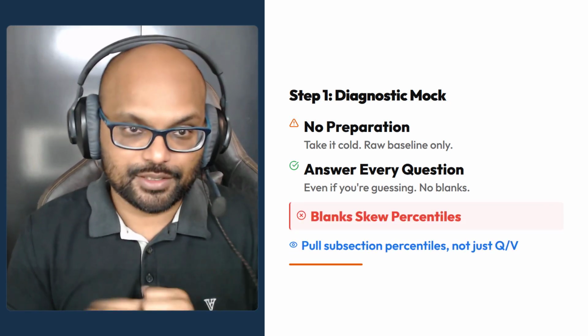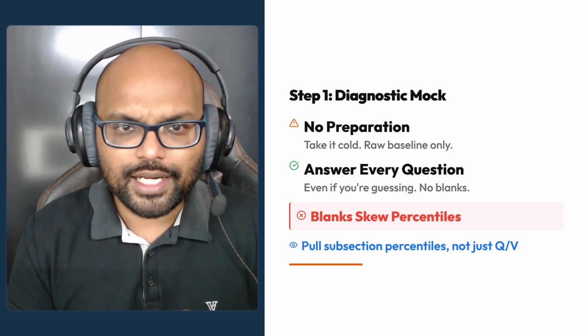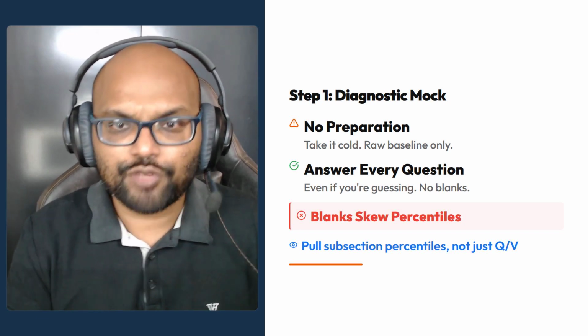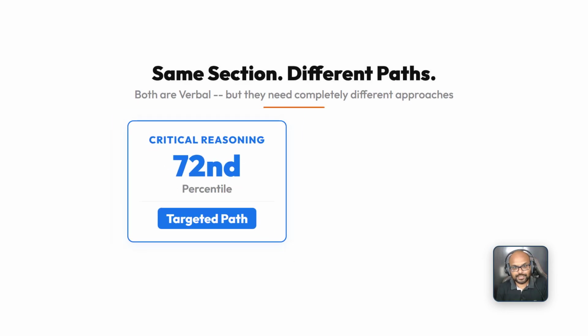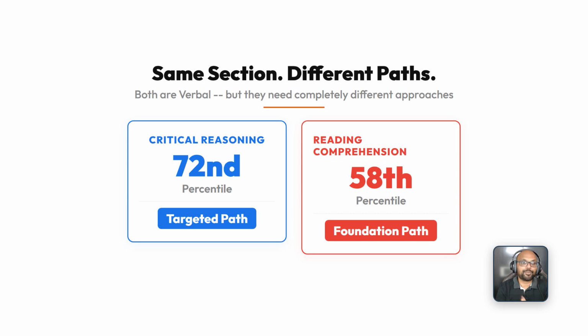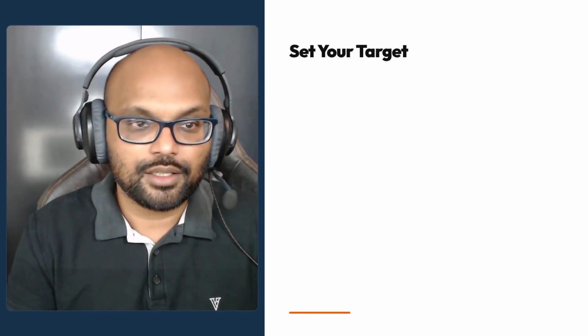Now, here's what happens. Don't just look at your quant score or your verbal score. Pull your subsection percentiles, your CR percentile and your RC percentile separately, because they might need completely different approaches. If CR is at the 72nd percentile and RC is at the 58th percentile, those are not in the same situation, even though they are both in verbal.